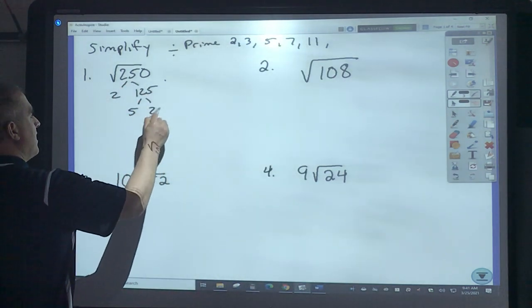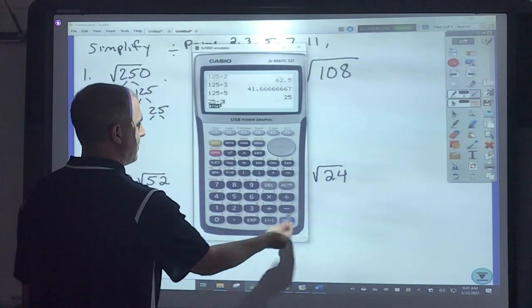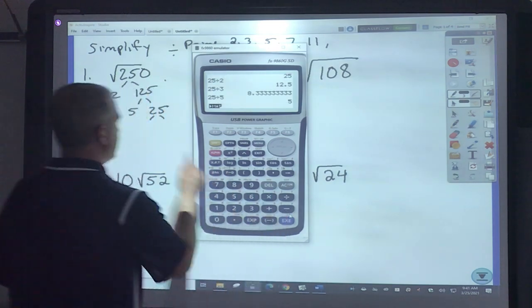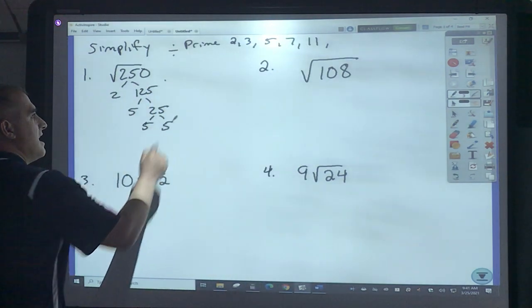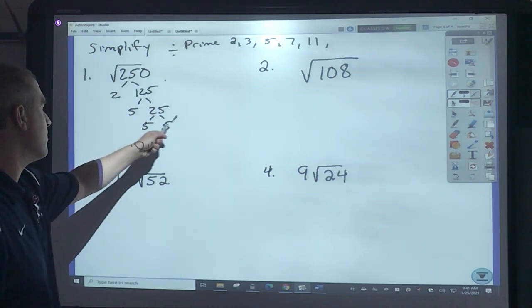5 and 25. Then I try 25. 25 divided by 2, no. By 3, no. By 5, yes. So 5 and 5. Now, how do you know when you stop? You know when you stop is when these two numbers here are prime.